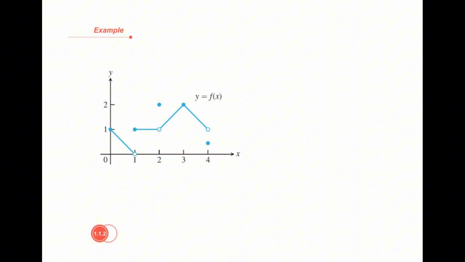For example, near x equal to 2, the graph approaches y equal to 1 from the left, and it also approaches y equal to 1 from the right. So the limit is 1 even though the filled dot is at y equal to 2. So the function value and the limit can be different.